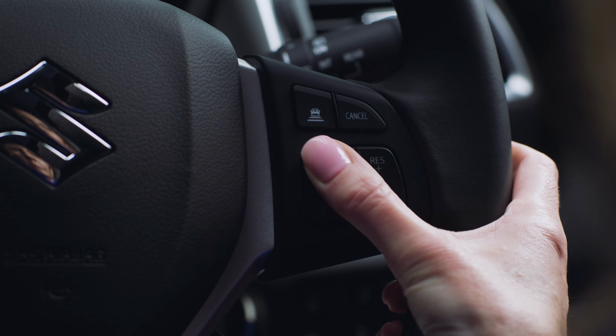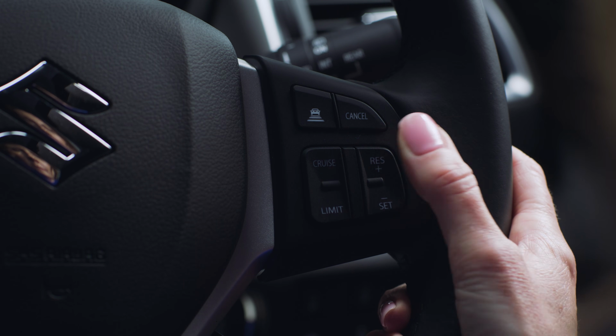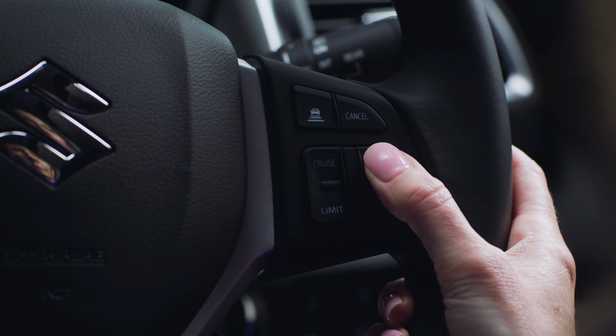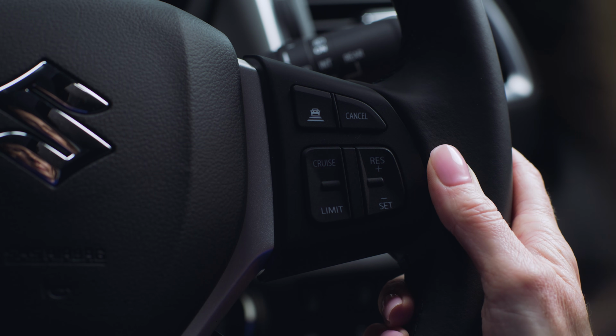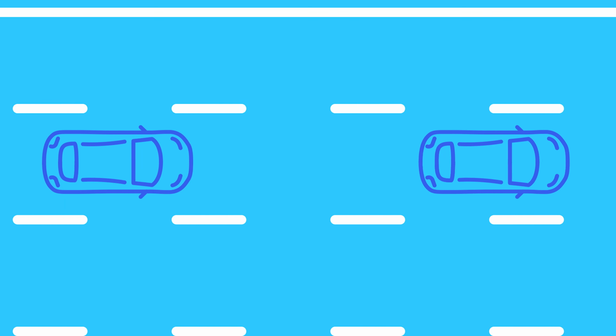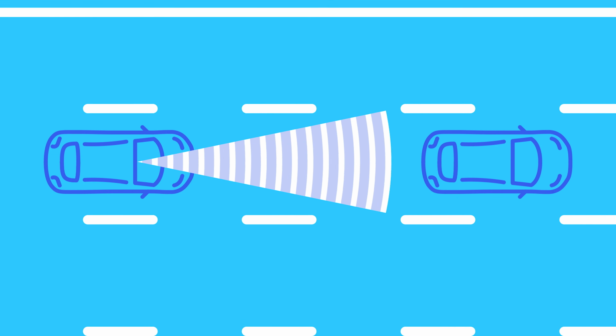Driving, press cruise control on the steering wheel. To set the speed, press Set and use the plus or minus buttons to increase or decrease your set speed. Adaptive cruise control automatically maintains a set distance from the car in front.